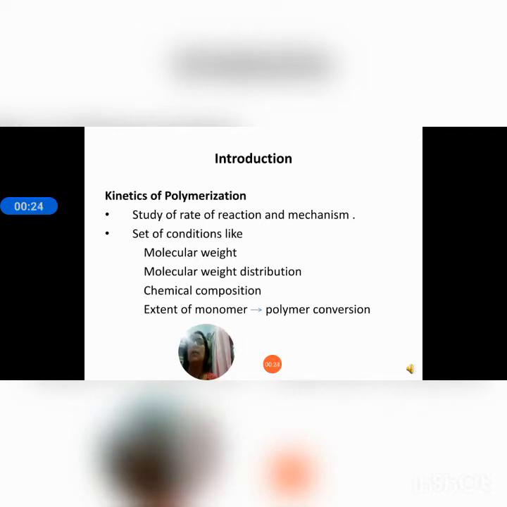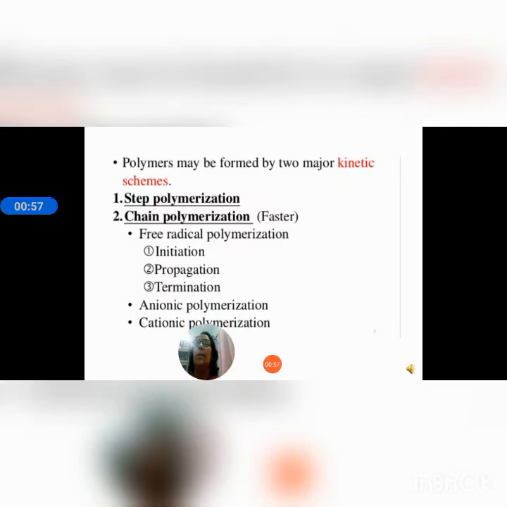Today my topic is macromolecules for MSc second semester students. We start my topic by kinetics of polymerization. This is part 3. In previous parts we already studied what macromolecules are, how they are classified, their structure, properties, etc. Now we start the kinetic study.